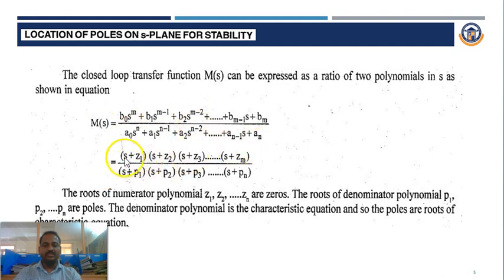So this can be expressed as (s plus z1)(s plus z2)(s plus z3) up to (s plus zm), divided by (s plus p1)(s plus p2) up to (s plus pn). The roots of the numerator polynomial, z1, z2 up to zm, are called zeros. The roots of the denominator polynomial, p1, p2 up to pn, are poles. The denominator polynomial is the characteristic equation, so the poles are roots of the characteristic equation.